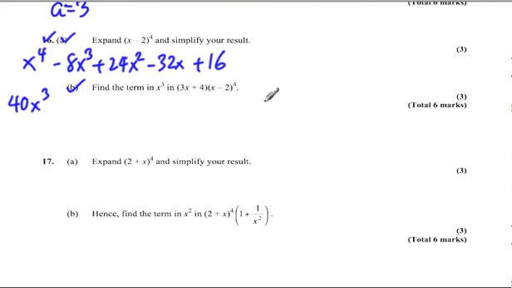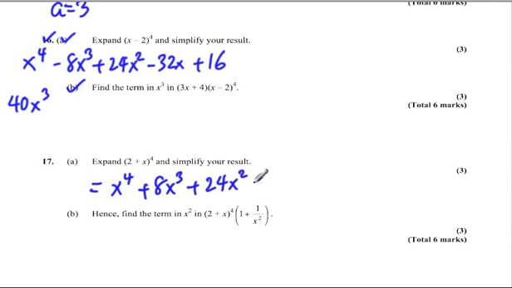if you look at the previous one, it was x minus 2 to the power of 4, and this is x plus 2. And really the only difference between these two is that the minus will alternate the signs, whereas the plus just makes everything positive. So I could do the whole 4 choose 0, 4 choose 1, 4 choose 2, and everything like that. But if you do that, this is what you should get: x to the power of 4 plus 8x cubed plus 24x squared plus 32x plus 16. Okay, and so that's how you do 17a.